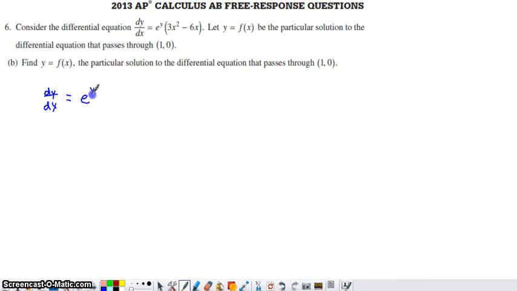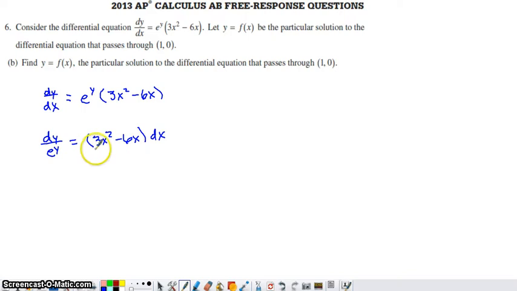So if we're going to separate our variables, we need to make sure that we get the x's and the dx on one side of the equation and the y's and any dy on the other. I think we can do this in really 2 steps, and I'm only going to take one line to do these 2 steps. I need to move this e to the y over to the left side of the equation with the dy. So I'm basically going to divide both sides by e to the y, and then multiply both sides by dx. So I'm going to have this 3x squared minus 6x being multiplied by dx.